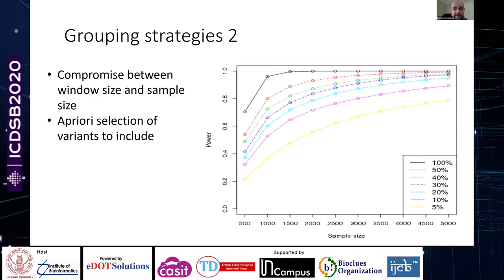So I did a quick simulation when I was exploring the power of different grouping strategies, and here the line corresponds to the percentage of risk variance within a window where you test the whole window. The larger your region is, the more null or noise variance you include in a region. So even though the power depends on the sample size, it is also important to include as much causative variance as possible. Basically, there's a trade-off between window size and sample size.